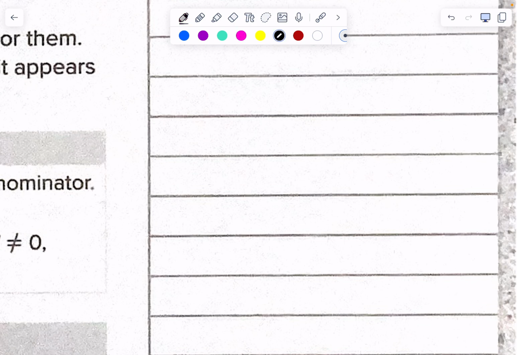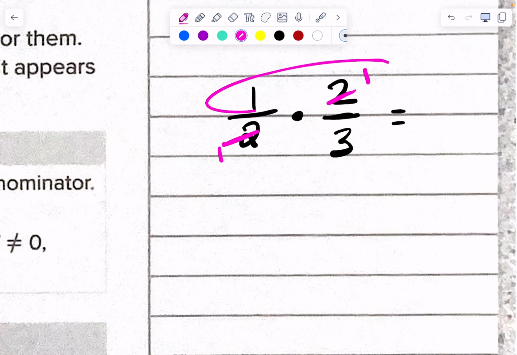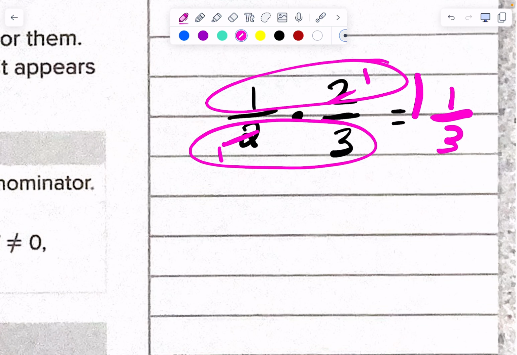Let's talk about multiply and divide. Let's say I'm multiplying 1/2 times 2/3. For one thing, I could reduce the 2's, and those can become 1's, but then I just multiply the tops together, that's 1, and multiply the bottoms together, that is 3. So 1/3 is the answer.